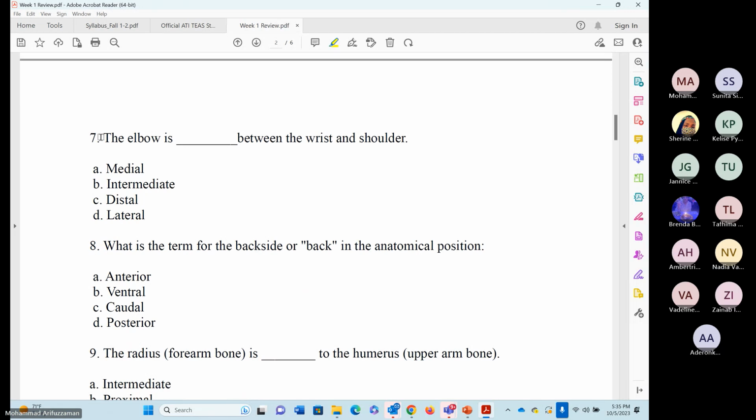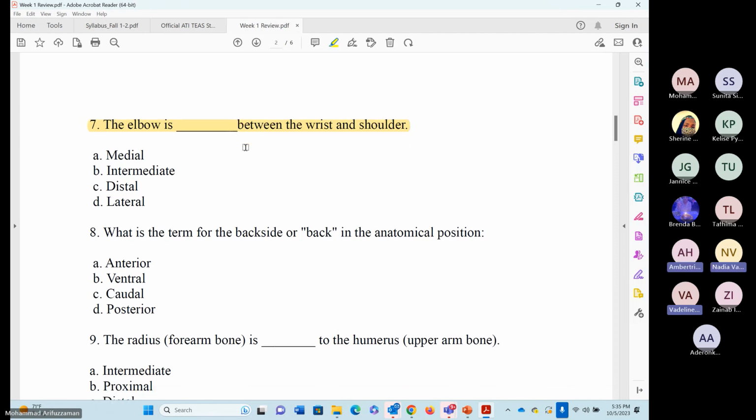The elbow is between the wrist and shoulder. Let me see. Is it A? You first think about the location. Medial? No. It's between the wrist and shoulder. Intermediate. B, intermediate. Please remember, intermediate.